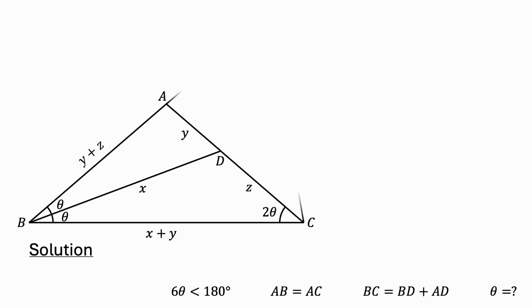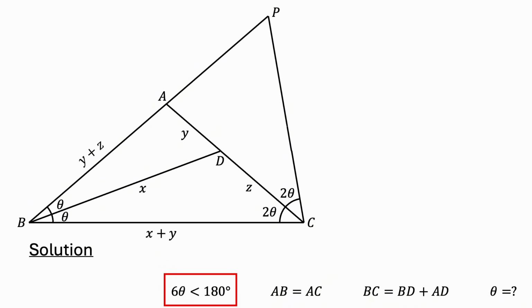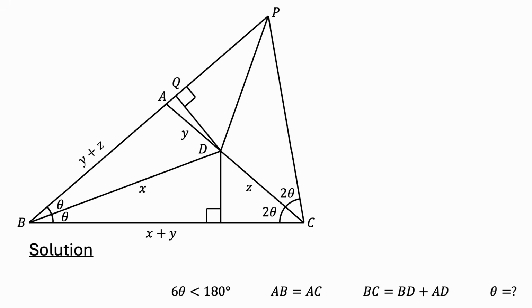Next, extend BA to a point P such that angle ACP equals 2 theta. Such a construction is possible since 6 theta is less than 180 degrees. Next, join D to P. Construct DQ perpendicular to PB at Q. Construct DR perpendicular to BC at R. And construct DS perpendicular to CP at S.